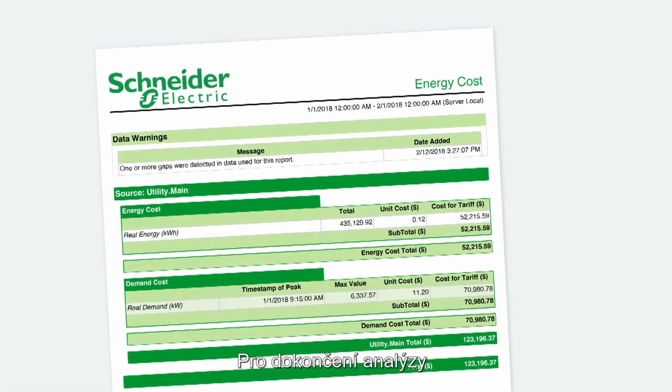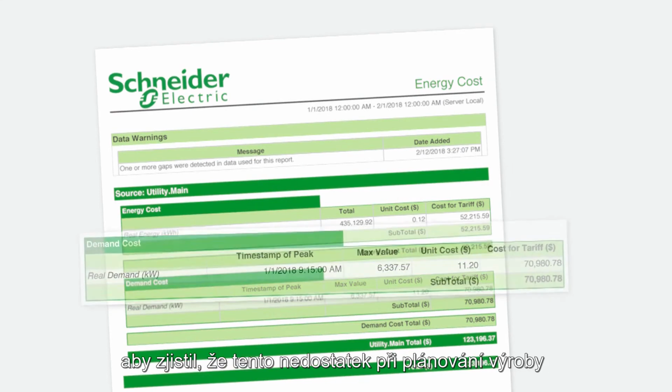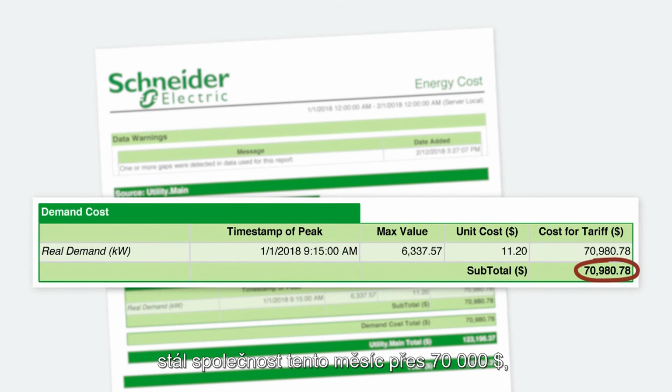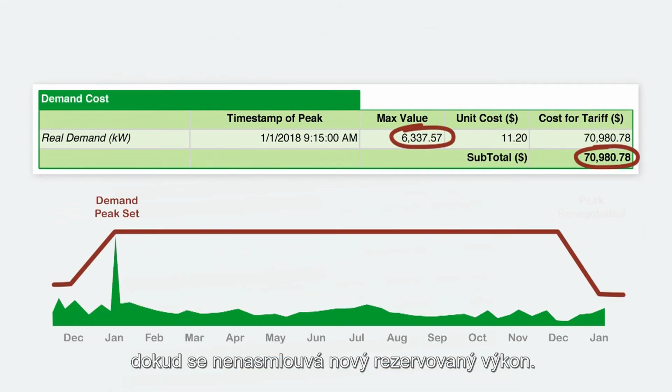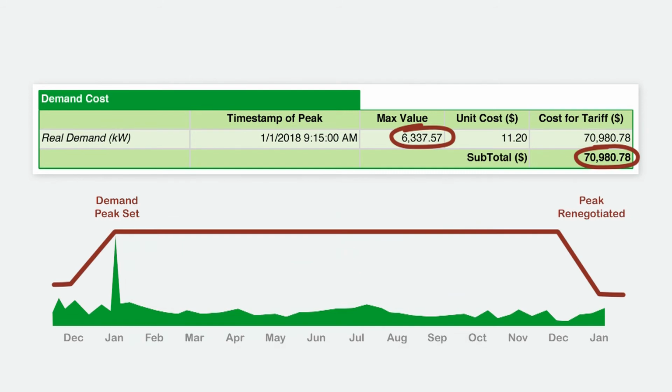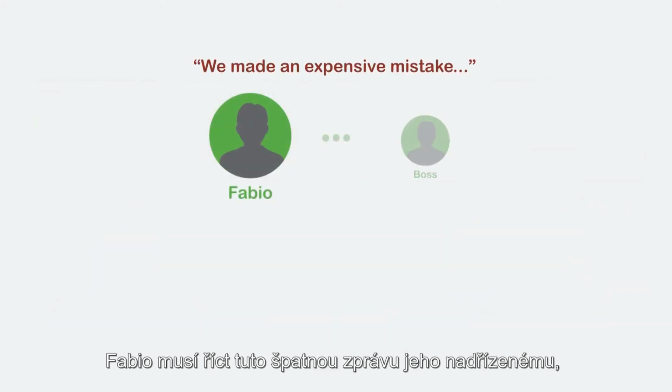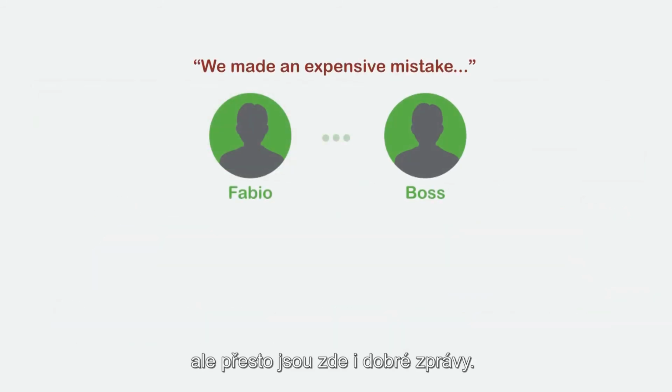To complete his analysis, Fabio runs a quick energy cost report to find that this lack of production optimization also cost the company over $70,000 that month because they hit a new demand peak. To make matters worse, they will pay for that peak for the entire year until the rate is negotiated once again. Fabio has to deliver this bad news to his boss, though there is actually some great news hidden in there.